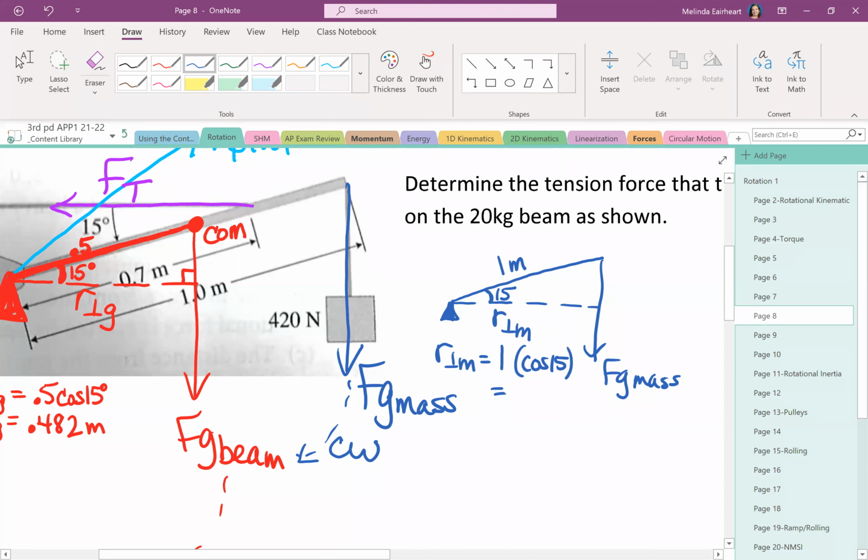And don't tell me it rounds to 1. Give me 3 decimals. 0.964 meters. Everybody good there?